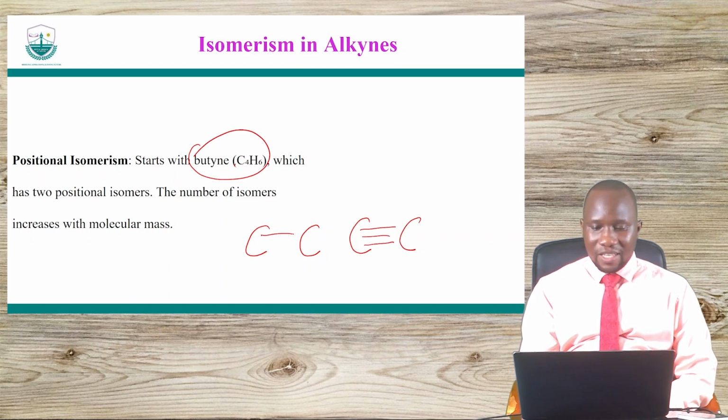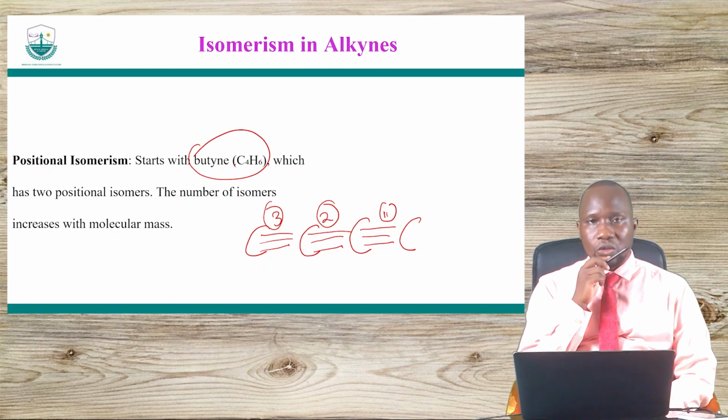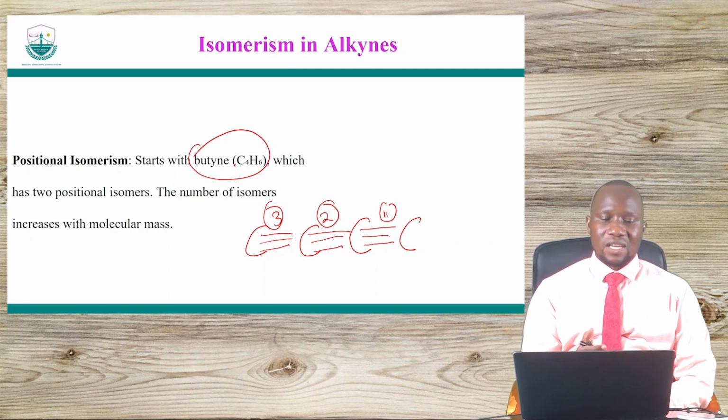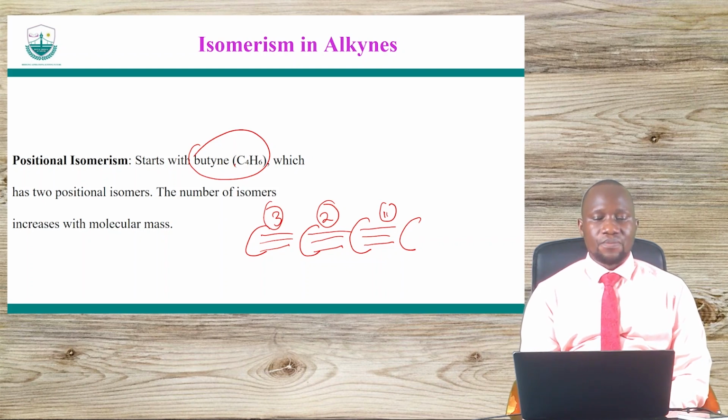You can place it here, or you can place it here. You have option 1, option 2, you also have option 3. That means you will have the same compound, but the position of the triple bond will be different. And that is basically the concept of isomerism.